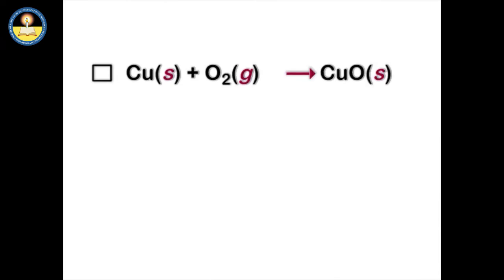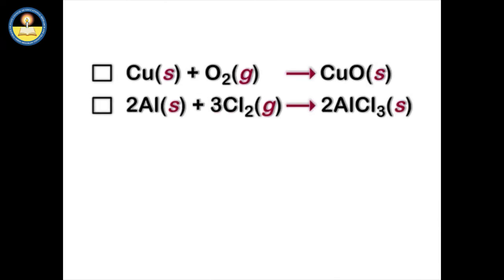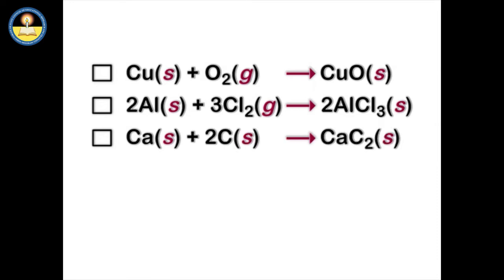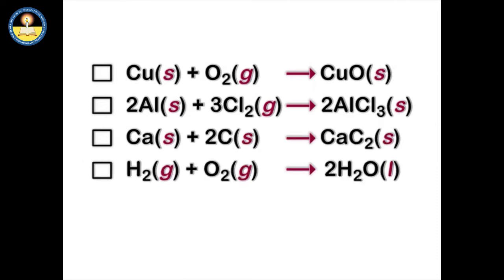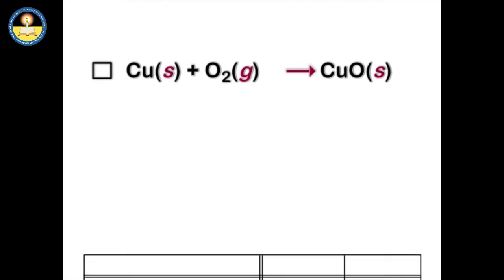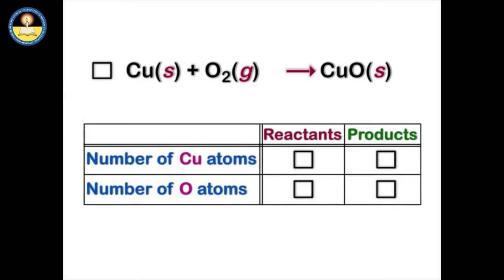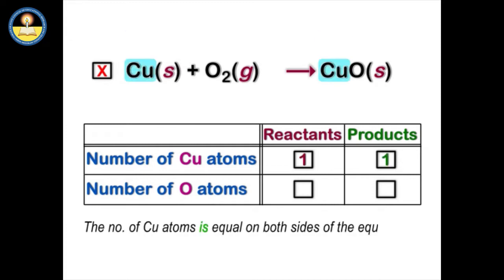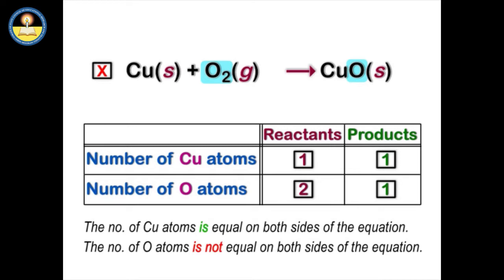Let me now check your understanding of the concept by taking a test. Out of the following equations given, locate which one of them follows the law of conservation of mass. Let us take the first example. The first one does not follow the law of conservation of mass, as there is one copper atom on the right and left side of the equation, but there is one molecule of oxygen on the left-hand side and one atom of oxygen on the right-hand side.